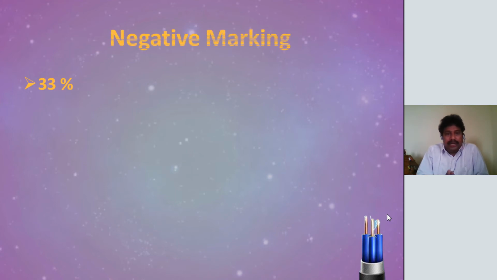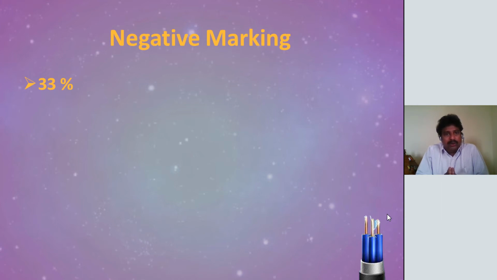Coming to the negative marking, there is a negative marking for each wrong answer that the student opts. The negative marking for each question is 33%. That means if a student chooses a wrong answer for a 1 mark question, he would be given minus 1 by 3. That is 33% of 1.